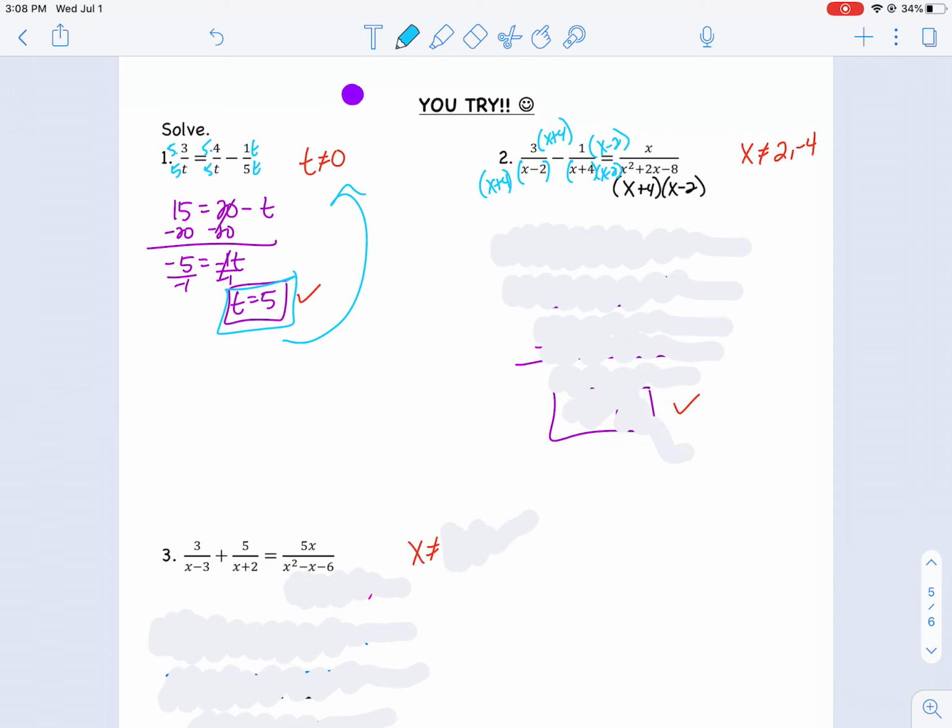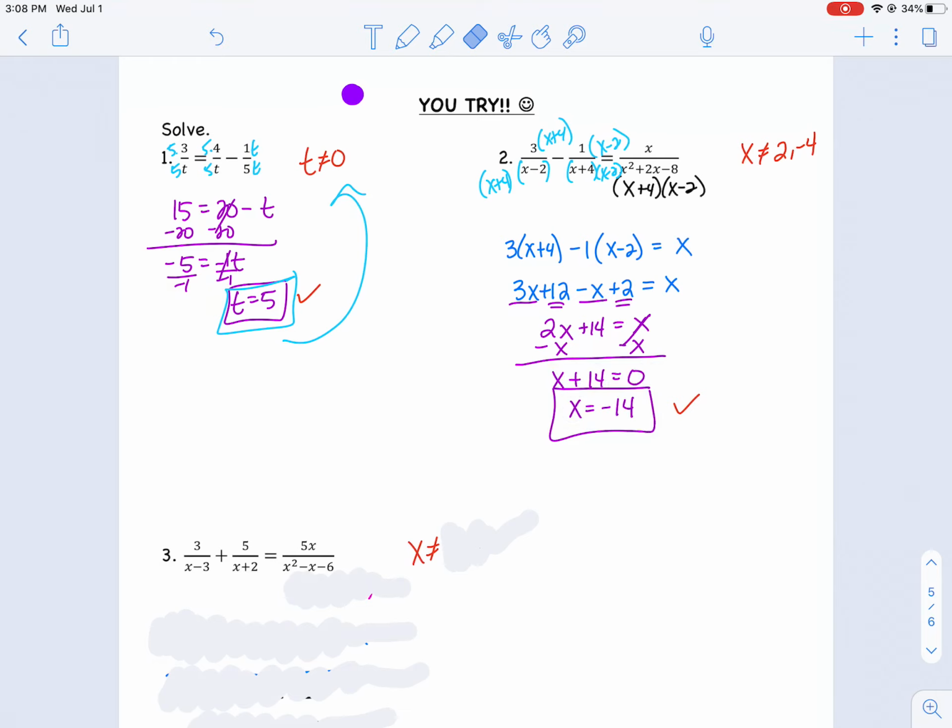And now that I have a common denominator, I can go ahead and work with just the numerators. My numerator now has a 3 times an x plus 4 and a negative 1 times an x minus 2 set equal to x. I can distribute the 3 and the negative 1. I can combine like terms, and I can solve for x. I ended up getting x equals negative 14. And since that number was neither one of my domain restrictions, I know that x equals negative 14 should be the correct answer. That works and makes that equation true.